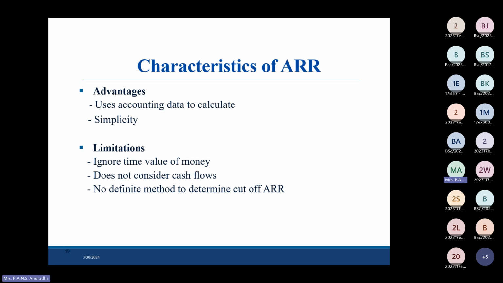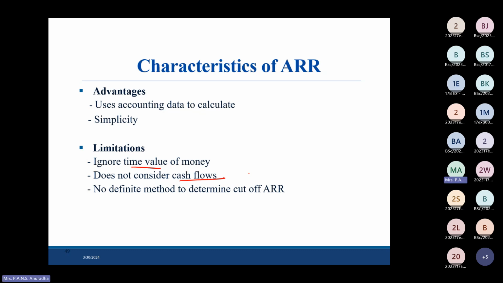Limitations: you can see the main limitation, it ignores the time value of money. We are not doing any adjustment for the time value of money because we are taking profit here. When you calculate profit, you know that nothing is done for the time differences. Therefore, we did not consider time value of money. It does not consider the cash flow because it is average profit, not average cash flow.